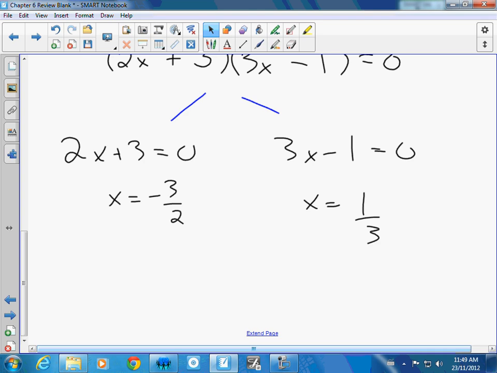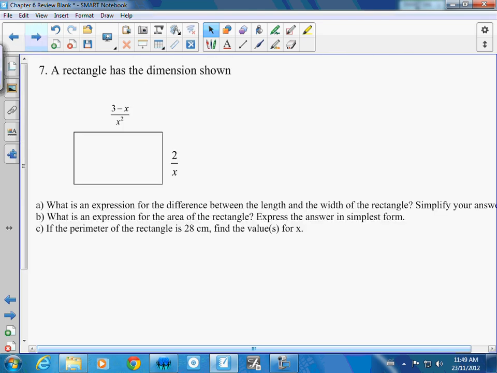Actually, skip that question. Go right to 7. No, just go to 7, please. Will there be one of these on the test? Yes, there will be.